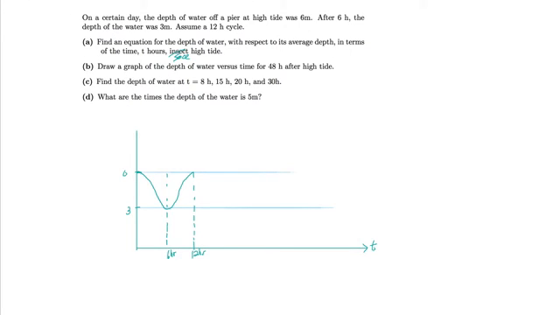Okay, so the equation then will be the period, first of all, is 12. Let's make that equal to 2 pi over k to solve for k. We need this in the equation. So 12k, if we cross multiply, we'll go to 2 pi. So you get pi over 6.